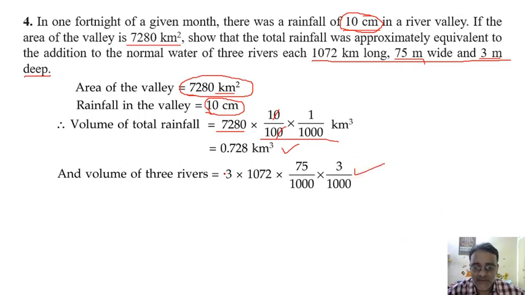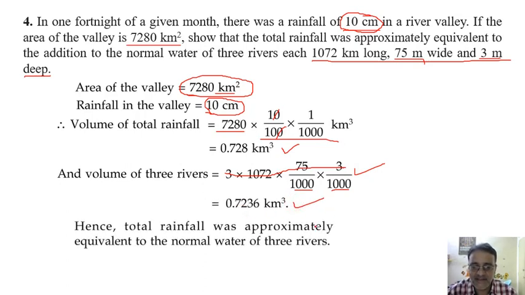Yes, sir. Now we'll multiply all these 4, then divide by 2 thousands, we will get 0.7236 km³. So hence the total rainfall was approximately equivalent to the normal water of three rivers. Any doubt in this question?